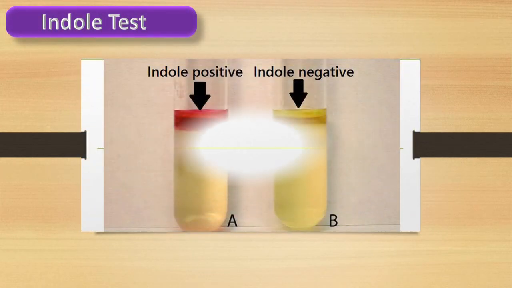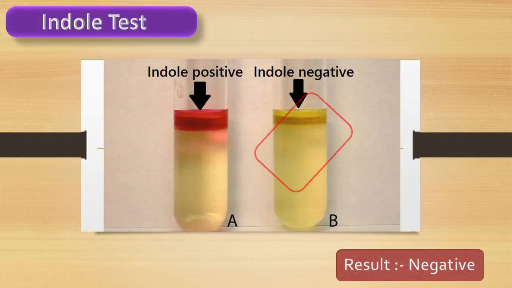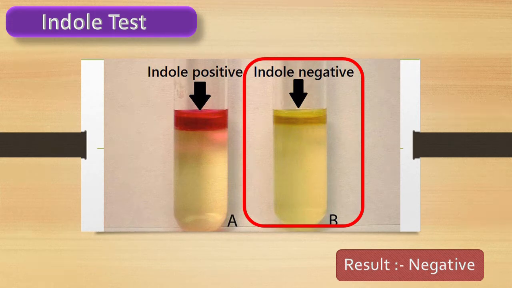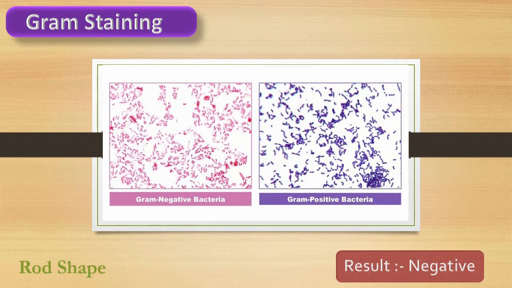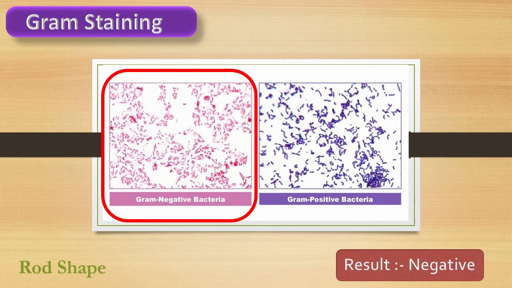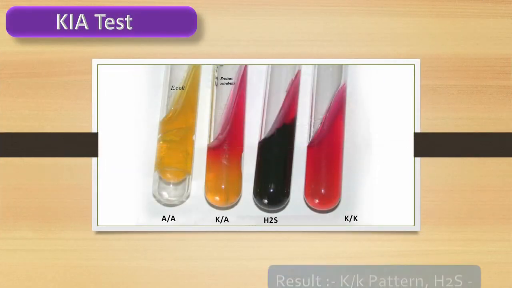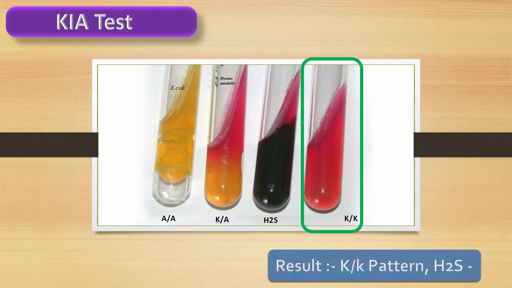Indole test. Test result is negative. Gram staining. Gram staining result is gram negative bacilli. Kligler's iron agar test. In the KIA test we can see both slant and butt in red color, also hydrogen sulfide production is negative.